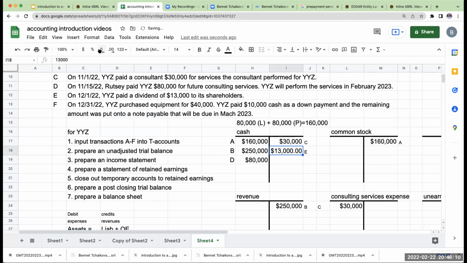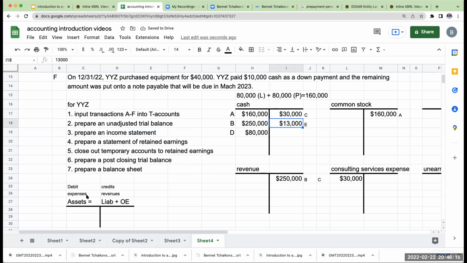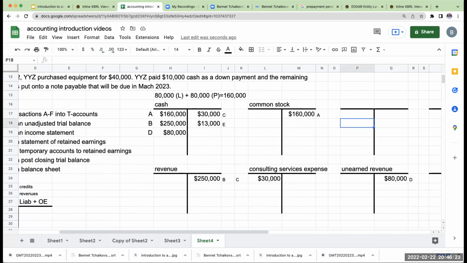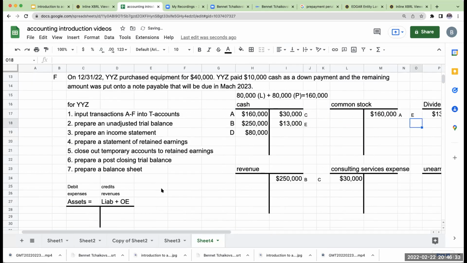Now, we learned from the prior module that a dividend is not a revenue or an expense or an asset or a liability or equity. It's how I give money back to my shareholders. So what I'm going to do over here is debit dividends for $13,000. That's letter E. Let's take a look at letter F.